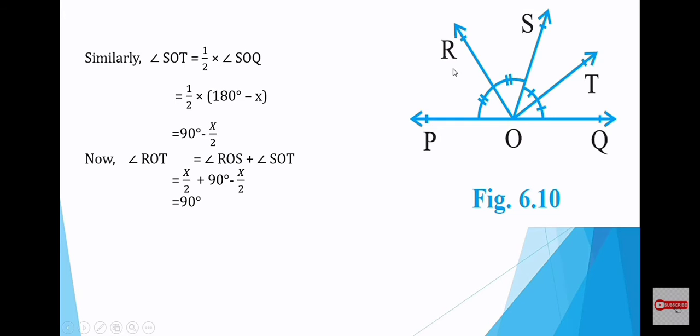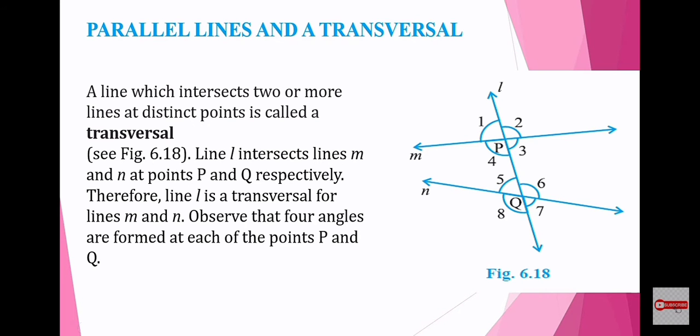Now, angle ROT is equal to angle ROS plus angle SOT. From the figure, you can say that angle ROT is equal to angle ROS plus angle SOT. Substituting the values, this is equal to X by 2 plus 90 degrees minus X by 2, which is equal to 90 degrees. So, angle ROT is equal to 90 degrees. So, you can do exercise 6.1 as the homework.